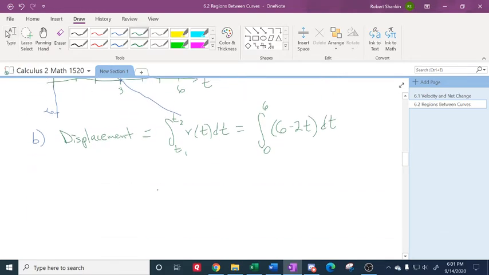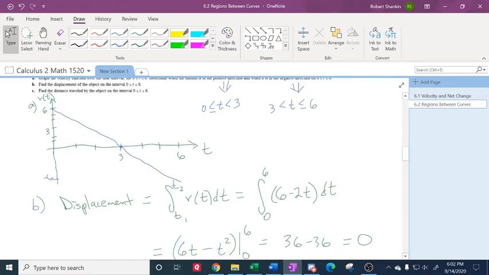And this is equal to the antiderivative of 6, which is 6t, the antiderivative of minus 2t, which is minus t squared, evaluated from 0 to 6. When I put zeros in, everything's going to zero out, so I won't even write that down. I'm going to get 36 minus 36, which is 0. So the displacement is 0, and that makes perfect sense because you spent an equal amount of time going in the positive direction and going in the negative direction.